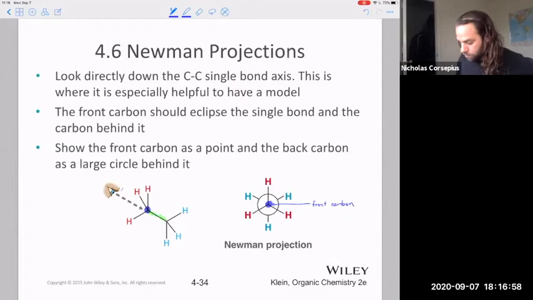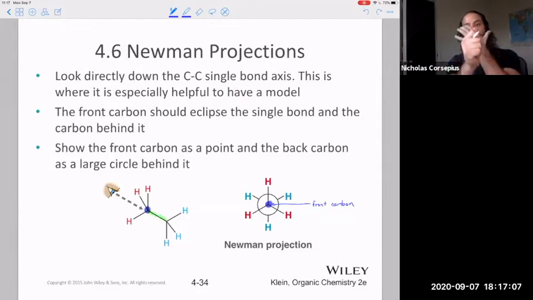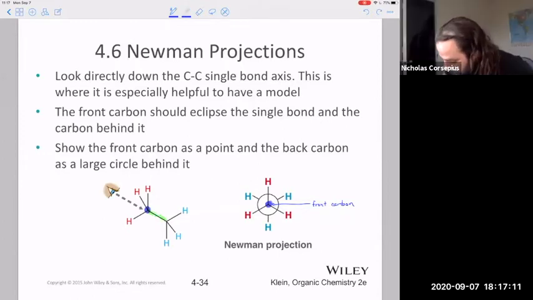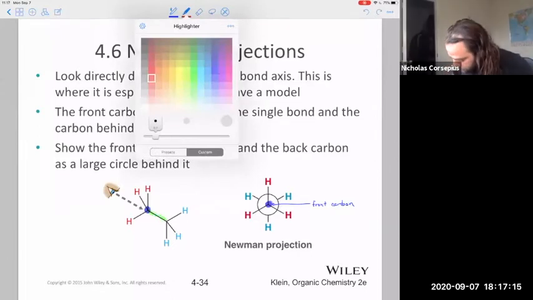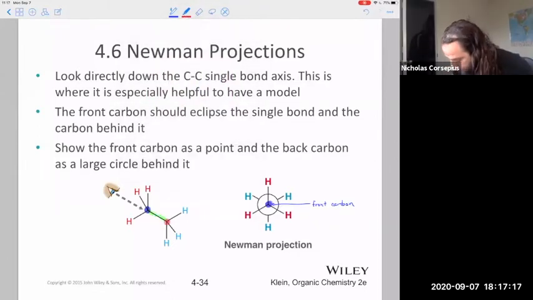And if you notice the way that we're looking at it here, we're looking at it in such a way that the front carbon sits directly in front of that back carbon, right? So you can't really see that back carbon back there because you have this front one in front of it. So this back carbon here is what's represented by this circle.